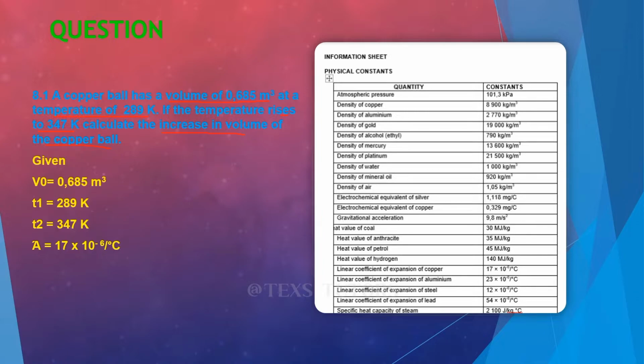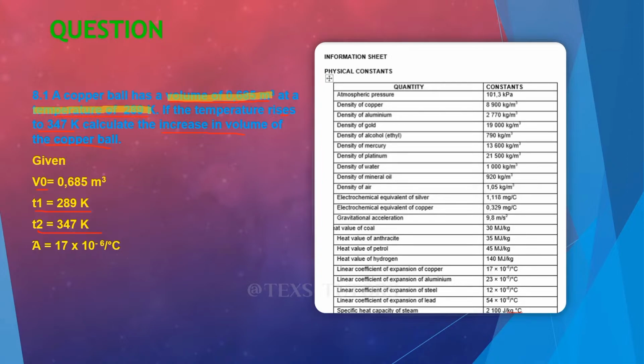The first step we are going to do here is look at the given information and check the SI units. So first we are given a volume of 0.685 cubic meters. The next thing I have is an initial temperature of 289 kelvins. Then I have a final temperature of 347 kelvins. So we use T1 to show initial temperature, T2 to show final temperature. V0 is a symbol I use for initial volume.